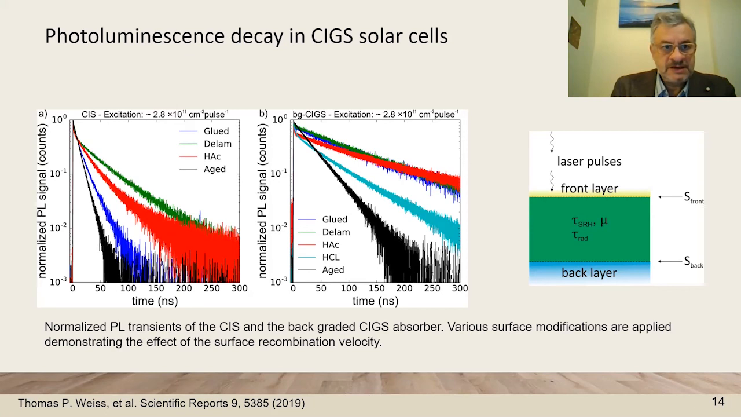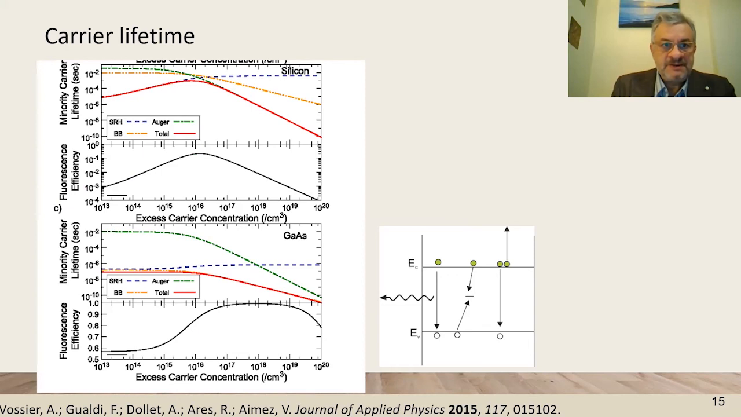So here there are different examples of PL decays. So this is a log linear plot. So this is a very good exponential. And the different decay rates are due to the change of the contact that is affecting the surface recombination rates in this sample. By this method, one can make a picture of the dominant recombination process for a semiconductor.